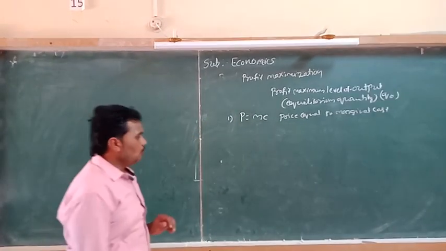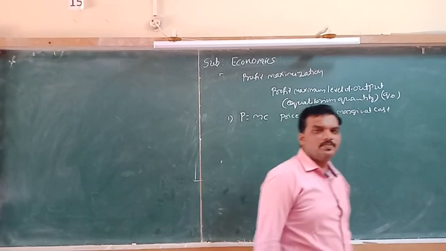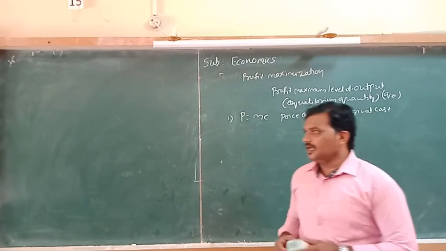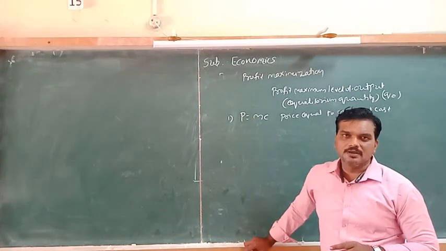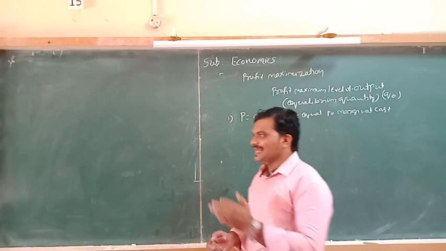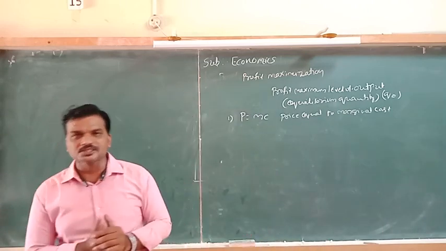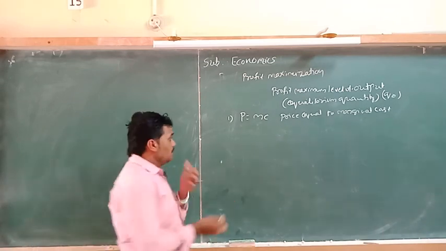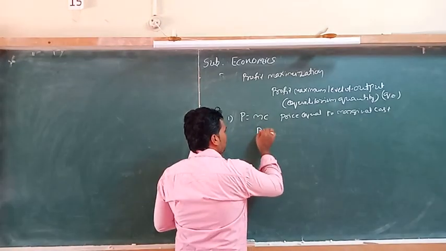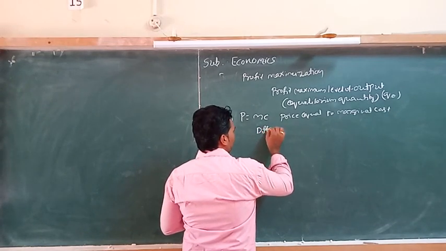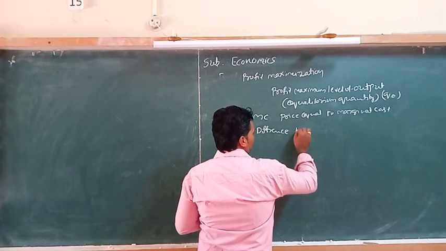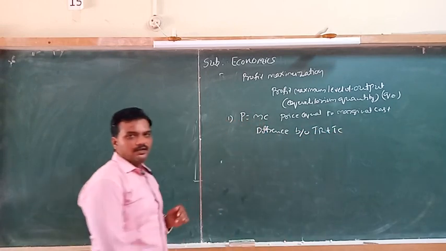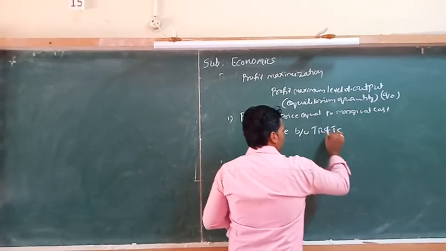I told you that profit maximization is a major objective of a firm. Then what is profit? We can say profit is the excess income above the expenditure of a firm. Or we can also write that profit is the difference between TR and TC. See, the difference between TR and TC.